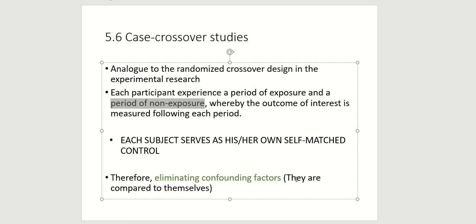as their own control, meaning that everybody in the case crossover studies is a case. So this is a study where everybody is a case. And the way you're going to have control is that you're going to ask whether the outcome occurred within a period where that person was exposed, while within a period when that person was not exposed. So let me show you the graph, hoping that it will make things clearer. Before I do that, each subject serves as his or her self-matched control, therefore eliminating confounding factors.